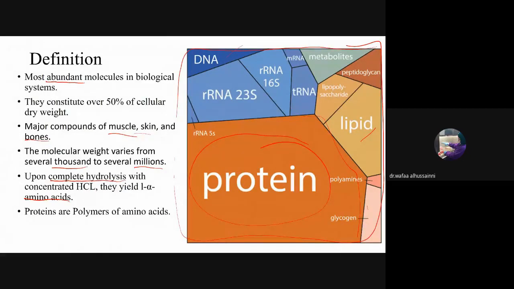من يتذكر؟ إذن البروتين يتكون من مجموعة من الأمينو أسيدز المتصلين together. What is the name of the bond? Peptide bond. So amino acids are connected together by peptide bonds to make the protein. Right? In other words, proteins are polymers of amino acids.